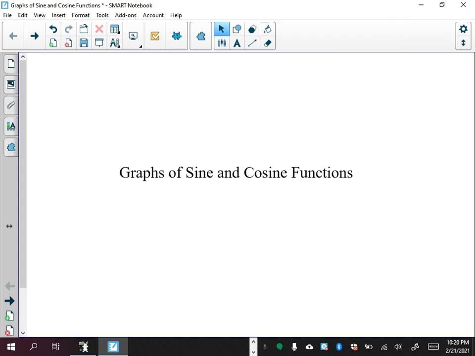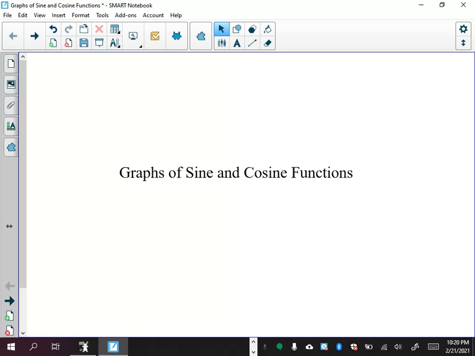Hello, everybody. All right, so today we're going to go into our next section, which is called graphs of sine and cosine functions. Now, the nice part about this is with sine and cosine, if you learn sine, then you'll be able to do cosine, because the properties and everything that we're going to be doing with sine and cosine are going to be absolutely the same.